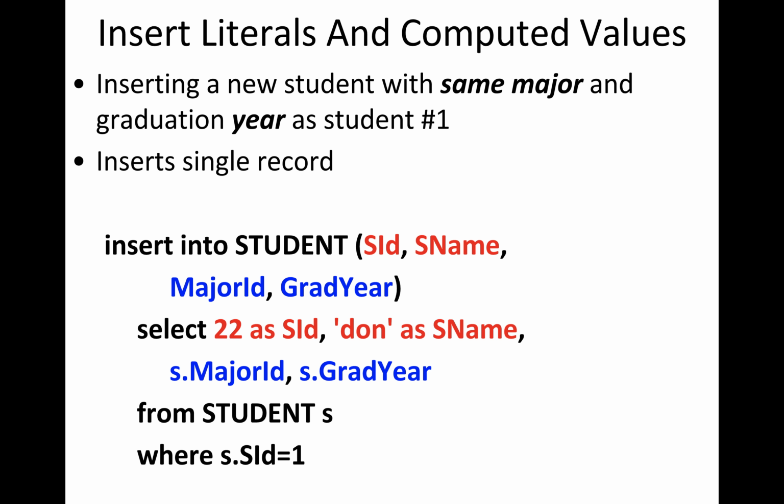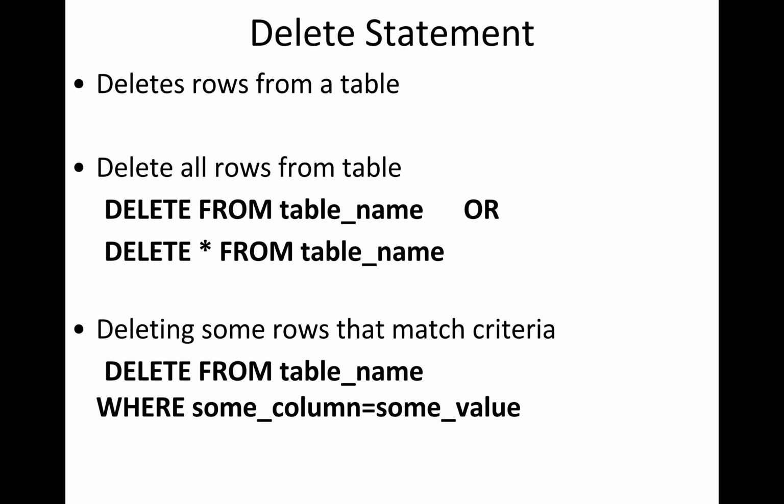Actually, add a brand new column, S name, and extract the information for a particular student and insert it into a different student. But inserting a new student with the same major and graduation year as student 1. Oh, okay, so this is kind of like a copy, right? We might have a template that we can then use to copy and populate additional records.